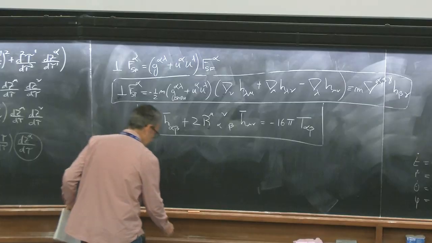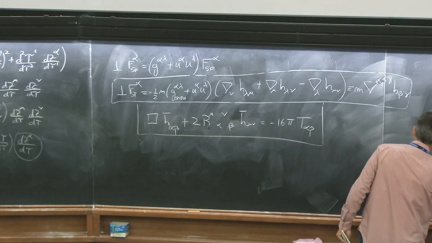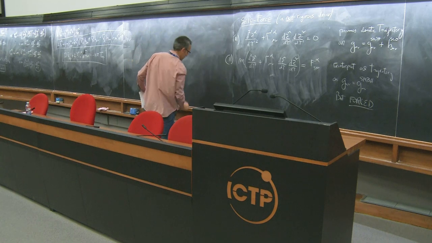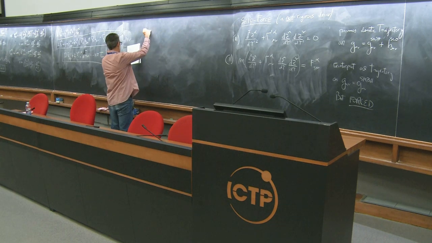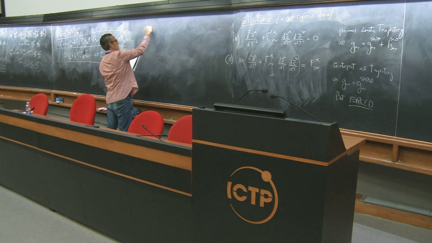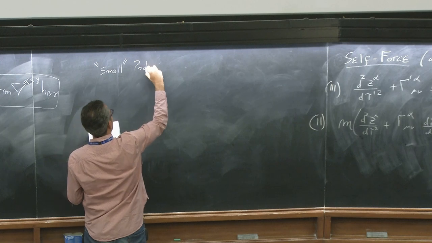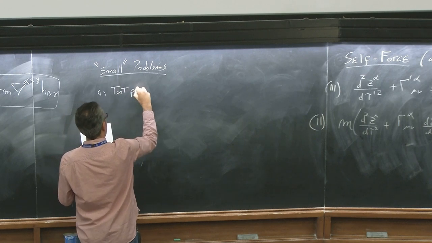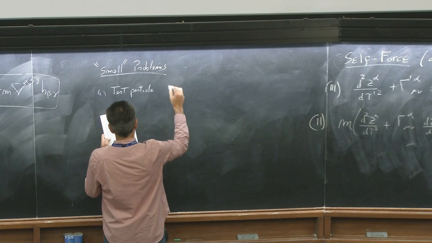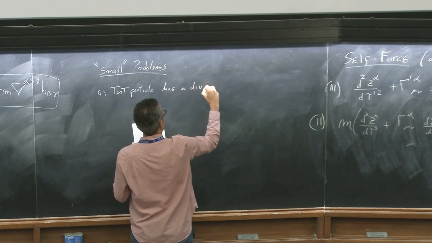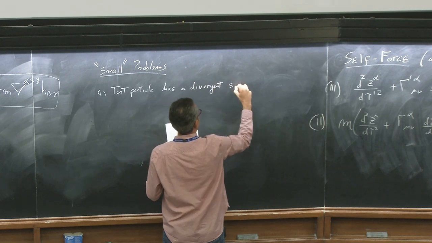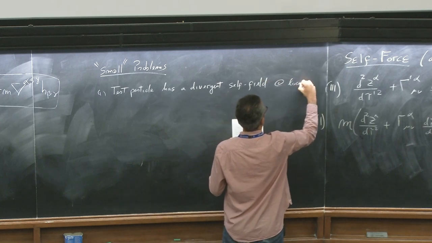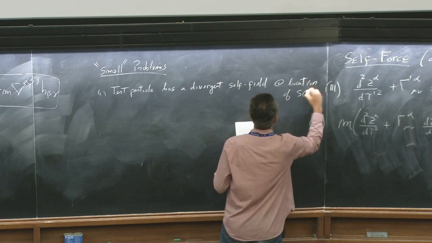So problems, just write it over here. And this will conclude my talk, running almost over. So small, in quotation marks, problems. So one, your test particle has a divergent self field at the location of the small compact object.